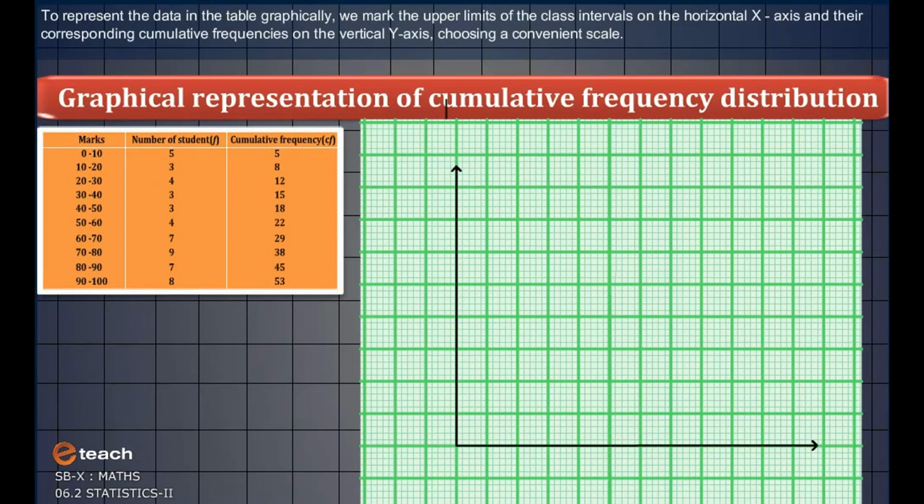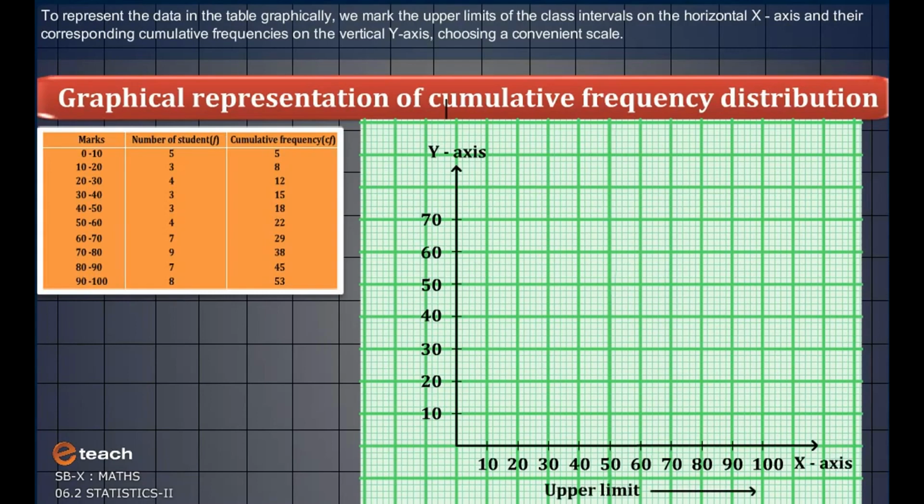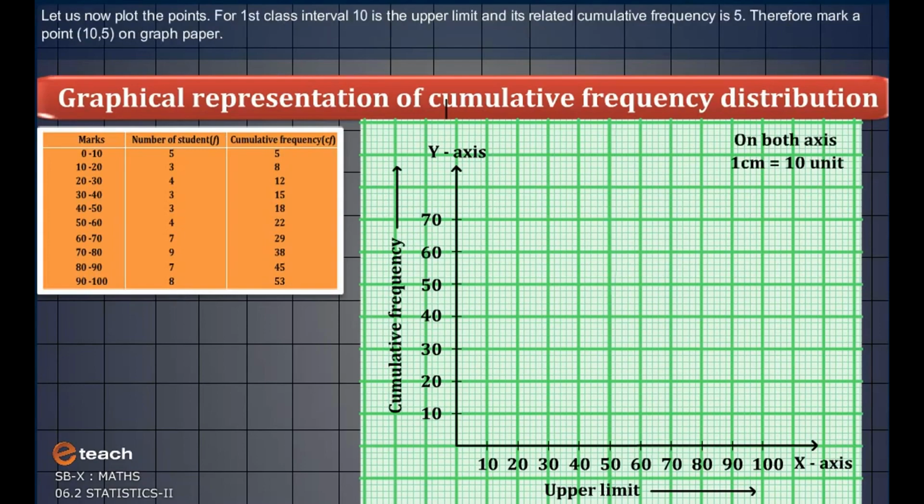To represent the data in the table graphically, we mark upper limits of the class intervals on the horizontal x-axis and their corresponding cumulative frequencies on the vertical y-axis, choosing a convenient scale. Let us now plot the point for first class interval. 10 is the upper limit and its related cumulative frequency is 5. Therefore, mark a plot 10, 5 on graph paper.